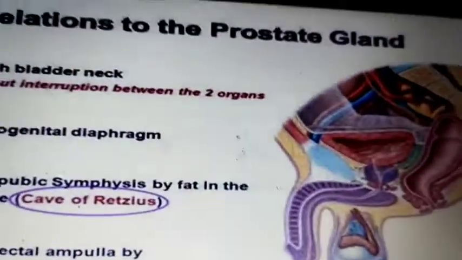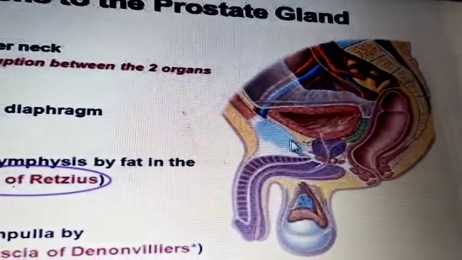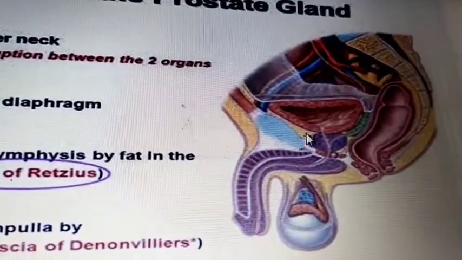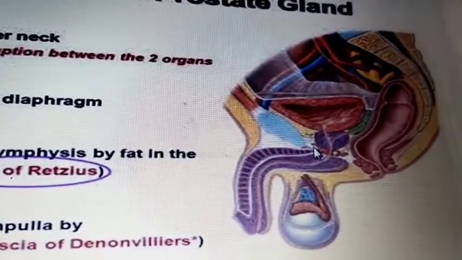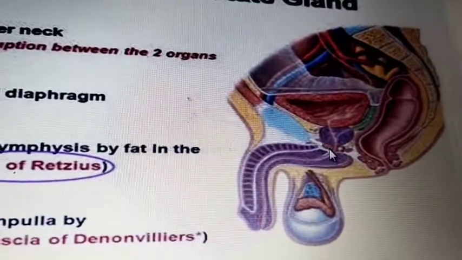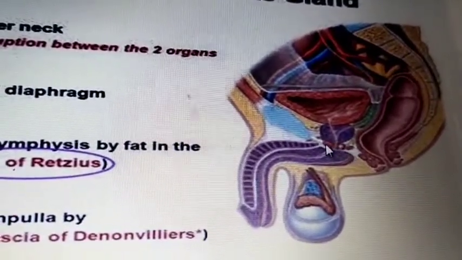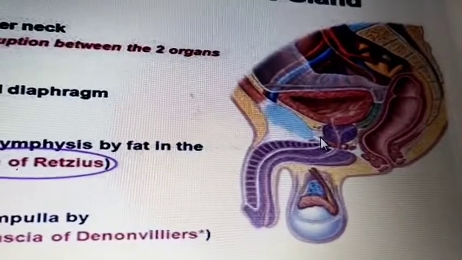In this picture also you can see this is the prostate. This is the pubic symphysis. This is the puboprostatic ligament. This is the urogenital diaphragm, and the external urethral sphincter also forms here.